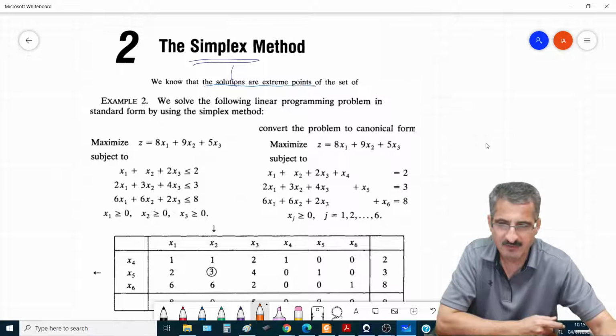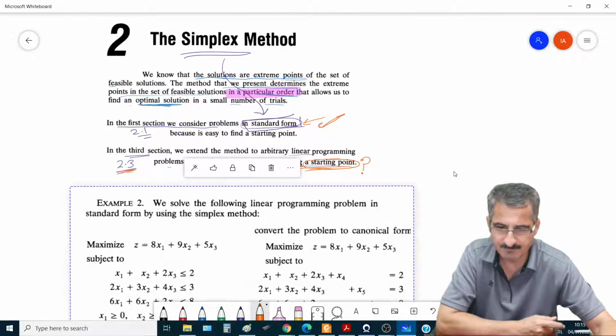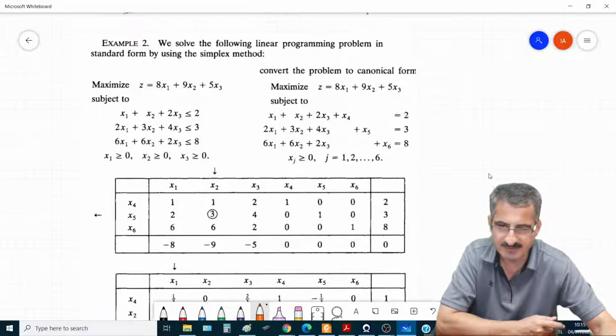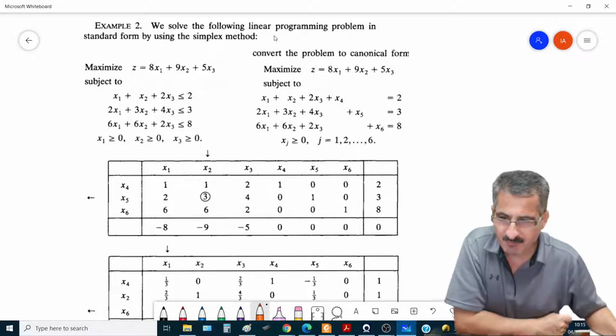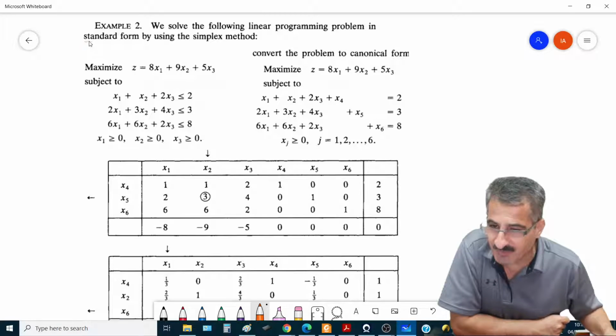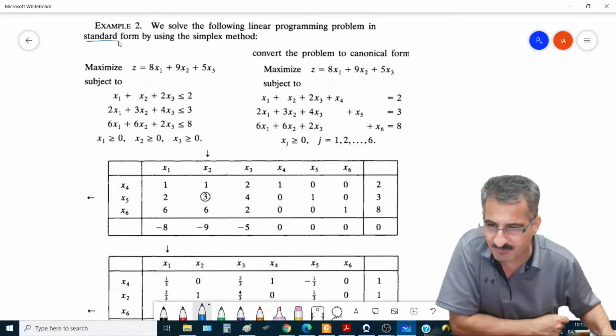Okay, now the simplex method is as easy as following. Notice it. We solve the linear programming problem in standard form. We have it in standard form, okay? In standard form by using the simplex method, which we will learn now.